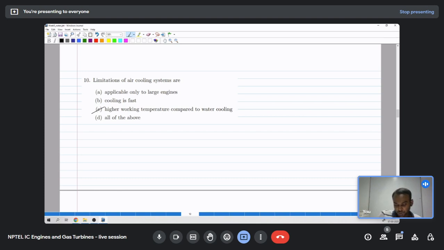Yes. Because when you have water cooling, the temperature of the coolant can go up to say 120 degrees Celsius. That means when the coolant is there, it will ensure that the engine body temperature is less than 120 degrees Celsius. But in case of air cooling, it can go much higher than this temperature. So when you have air cooling, you will have a higher working temperature.